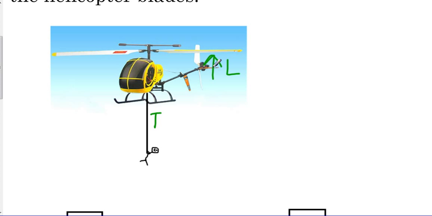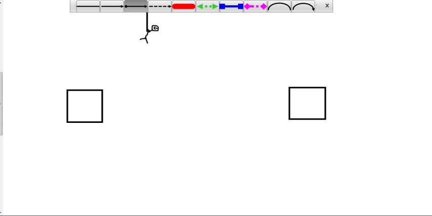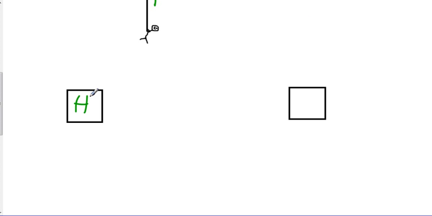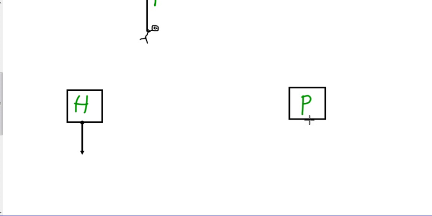This is going to be one of the first problems where we have two objects with different masses that are connected together. And so we draw two free body diagrams, and we'll go ahead and say that this first one is the helicopter, and this one is the person. And now, we go ahead and put the weights on both.